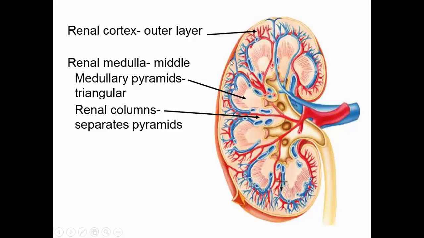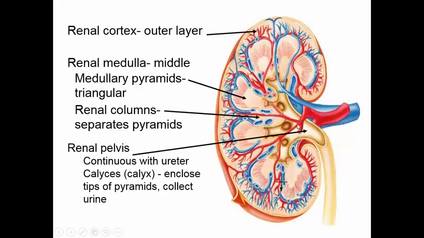The renal pelvis is this hollow space in the hilus. This is where the ureter is connected. Each renal pyramid drains into a hollow space known as a calyx. All of the calyces merge to form the renal pelvis. Urine is collected and drains into the renal pelvis so that it can drain into the ureter.